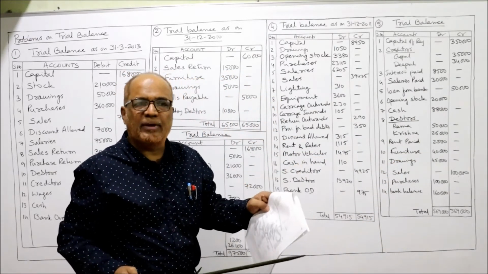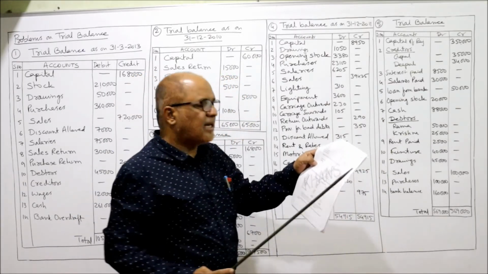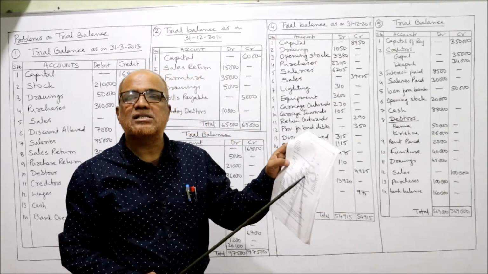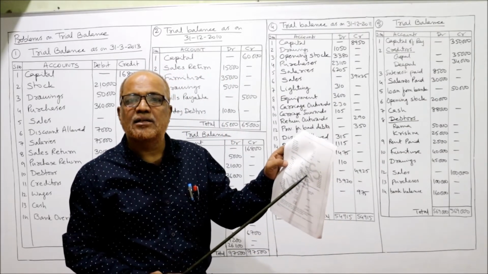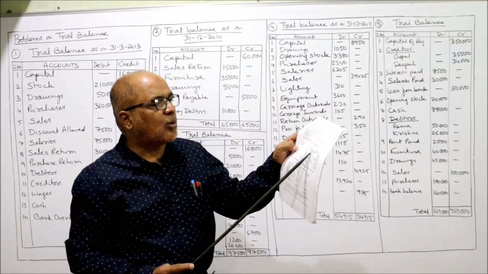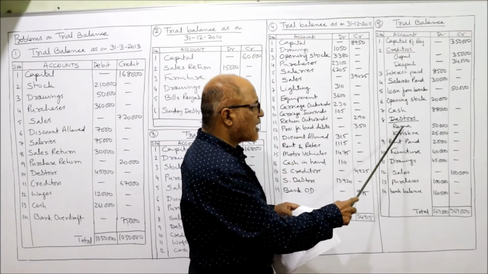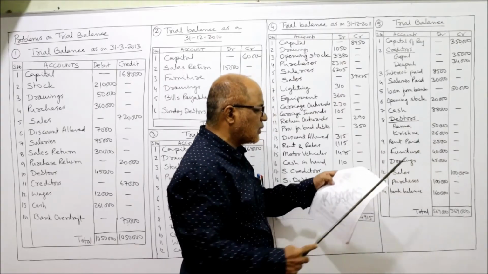Opening stock, debit column, stock. Then cash, asset, debit column, 88,000. Debtors are assets, so we take them on the debit column. Who are the debtors? Rama and Krishna, two debtors. So debtors Rama and Krishna, debit column, 5025.